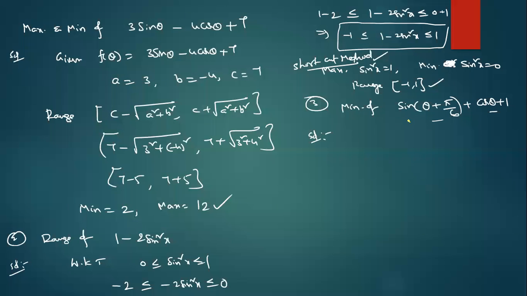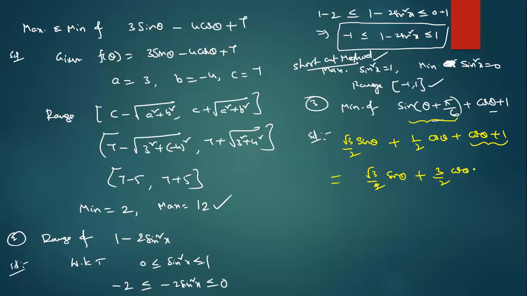First of all, every time you can expand this one. Sine of a plus b, please anyone? Sine theta, cos 30 means how much, dear student? That is root 3 by 2, plus 1 by 2 into cos theta, plus cos theta plus 1 as it is, this one as it is. Yes. Now see carefully what I'm doing. Root 3 by 2 sine theta. You should add them. That is 3 by 2 cos theta.